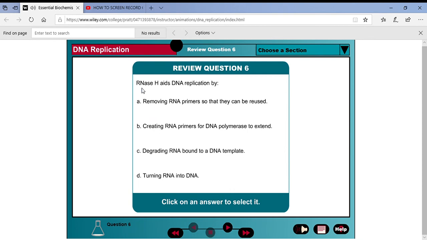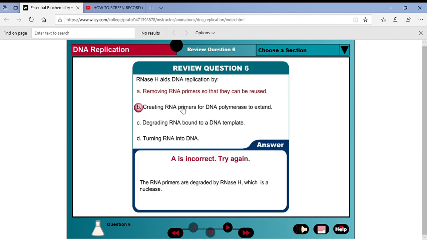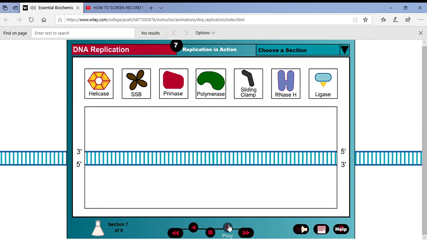RNase H does what? Removes the primers, creates the primers, breaks down the RNA, turns RNA into DNA? Oops, I'm sorry. Oh, it degrades the RNA after the DNA template. My bad.